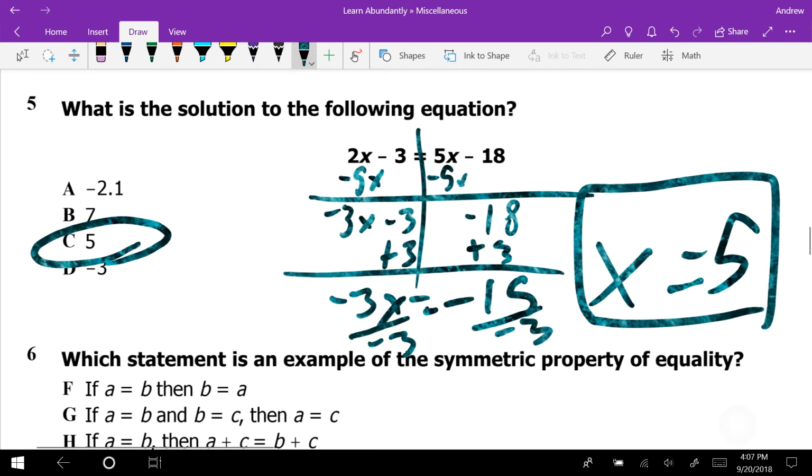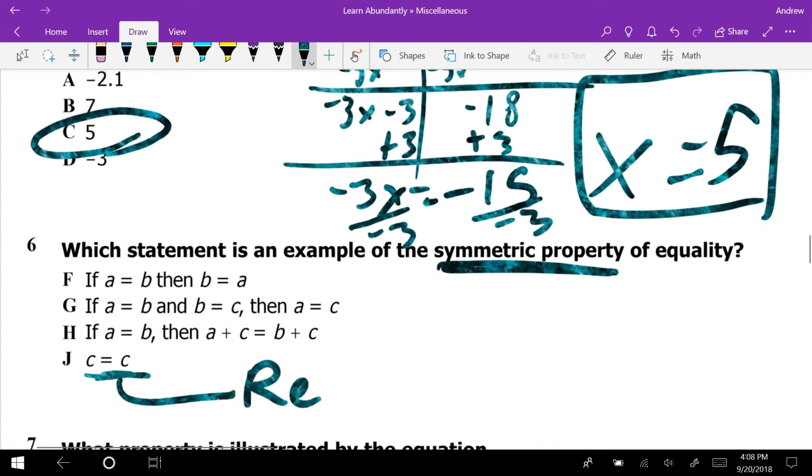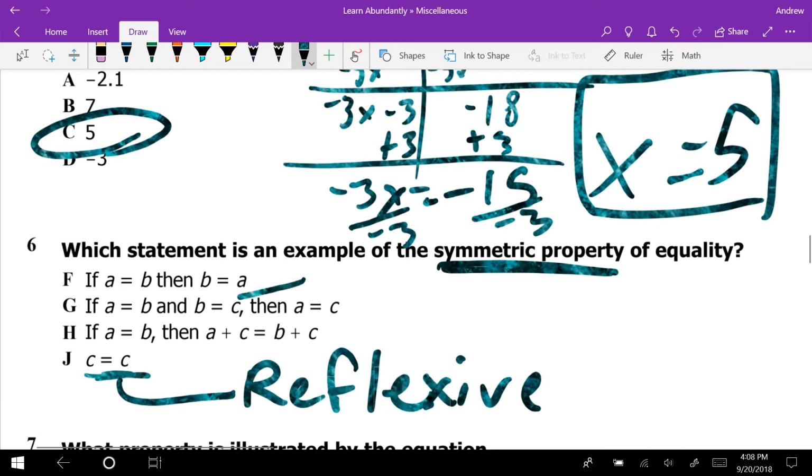Number 6 says, which one is an example of the symmetric property? The symmetric property. Ooh, that's a tough one. It's F, because I thought symmetric was when it's the same on both sides. Reflexive. You're right. That's actually the reflexive. That one right there is reflexive. Isn't this question on the last quiz? Yeah, this was on the test from Friday as well. Okay. That's what I thought, because we just did that. The reflexive property is where it's equal to itself, but the symmetric property is where we swap the sides. Okay, so that's what happens there in F.